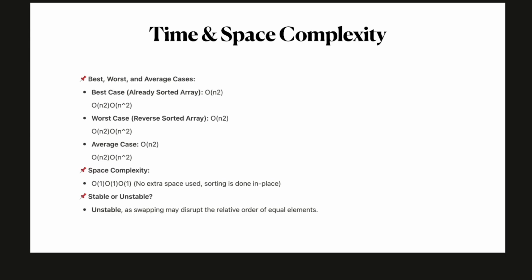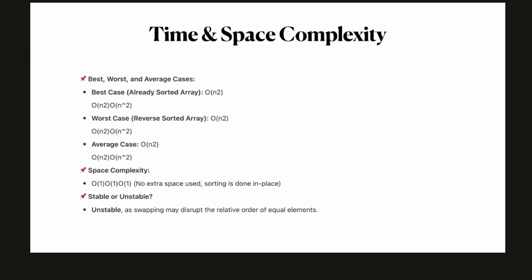We need order of n square as a time complexity because in every pass we are comparing with another element. That means finding the smallest element from the unsorted array and swapping by comparing with the first element in the unsorted array. So in every pass we need n iterations. We need n passes. So n into n, it's order of n square.